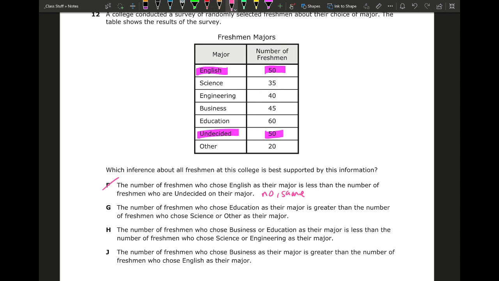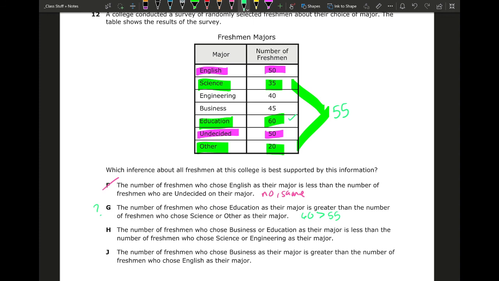They're the same. G, the number of freshmen who choose education as their major is greater than the number of freshmen who choose science or other as their major. So we're comparing education with science and other. So for education, we have how many? 60. And for science and other, we have 55, right? Says that education is greater than science and other together. Is that true? Yeah. 60 is greater than 55. So that might be my answer.